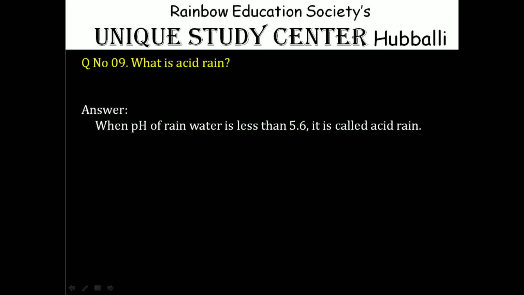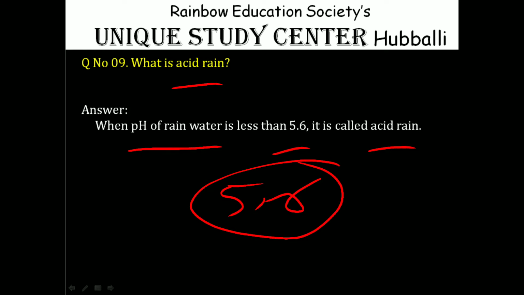Next one, what is acid rain? Acid rain is nothing but when the pH of the rainwater is less than 5.6, it is called acid rain. Means the rain which is falling from the sky, if it has a pH value below 5.6, then that water becomes acidic. Therefore, that rain is called acid rain.